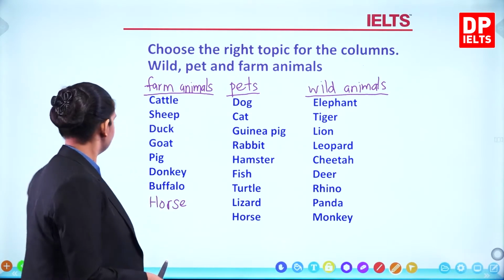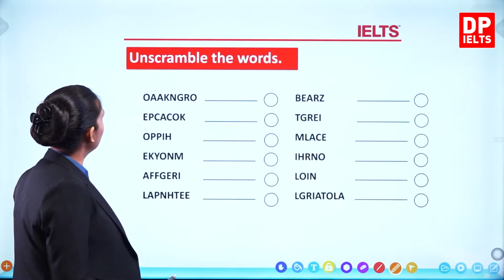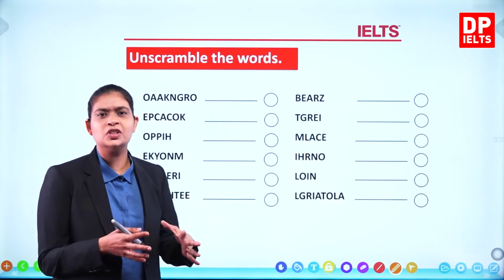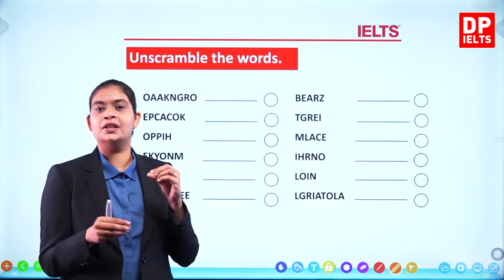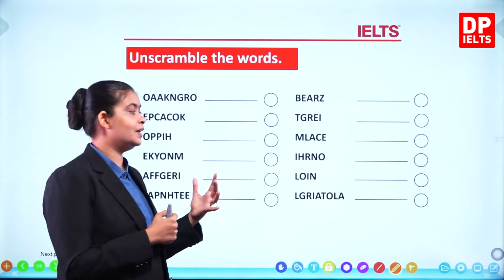All right. Moving on, we're going to unscramble the words. What do you mean by unscramble? They're all mixed up, so we need to put it in the right order. Why am I doing this?